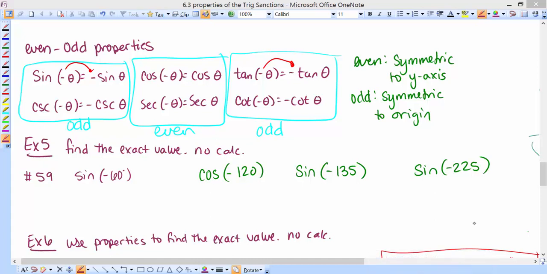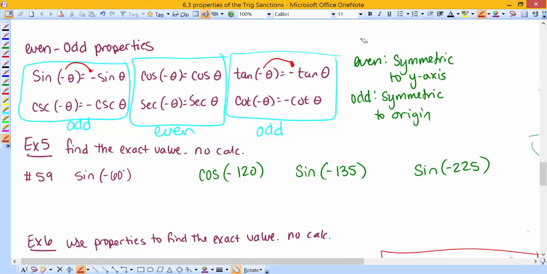6.3 continued. We're going to continue looking at the properties of the trig functions, and we're going to continue with the even and odd properties. As we were looking at polynomials, and hopefully when you went over quadratics in Math 2, you did talk about what even and odd are. In Math 3, it comes up with polynomial functions.